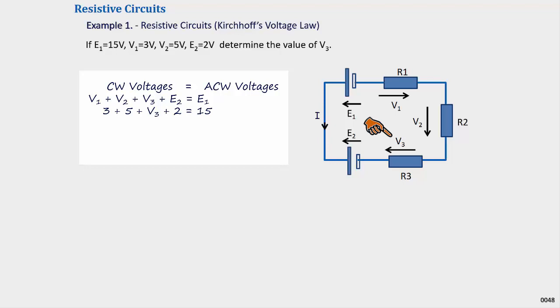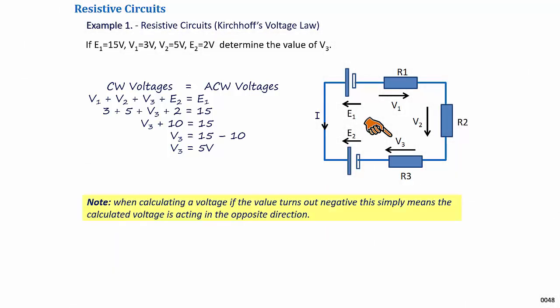Substituting values, 3 plus 5 plus V3 plus 2 equals 15. Simplifying, V3 plus 10 equals 15. Rearranging, V3 equals 15 minus 10. Therefore, V3 equals 5 volts. Note, when calculating a voltage, if the value turns out negative, this simply means the calculated voltage is acting in the opposite direction.